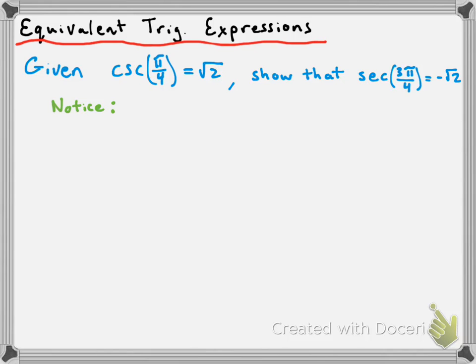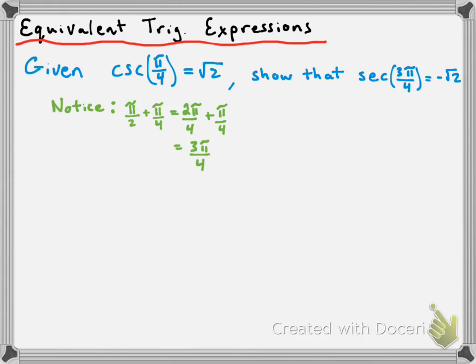Specifically, we're going to notice that if we take pi over 2 and add pi over 4 to that, that's 2 pi over 4 plus pi over 4, which equals 3 pi over 4. Now, why do we care? Why do we even care that pi over 2 plus pi over 4 equals 3 pi over 4?